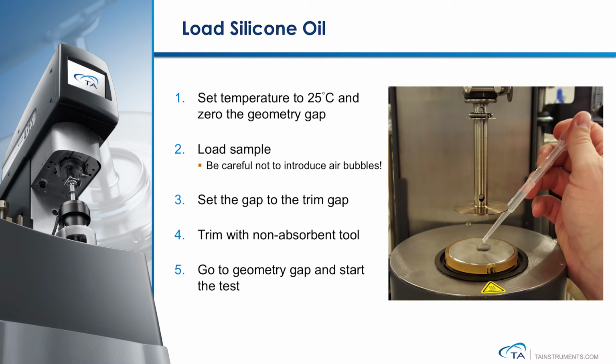Follow the manual to install the advanced Peltier plate and 50 mm cone geometry. Confirm that the temperature has reached the set value of 25 degrees and is stable before zeroing the geometry gap. On the center of the plate, place a small portion of silicon oil, taking care not to introduce any air bubbles. Set the gap to the trim gap, and confirm there's enough sample to fill the gap. More oil may have to be added from the edge of the geometry if needed. When the gap is completely filled, trim the excess sample using a non-absorbent tool. Then go to the geometry gap and start the experiment.